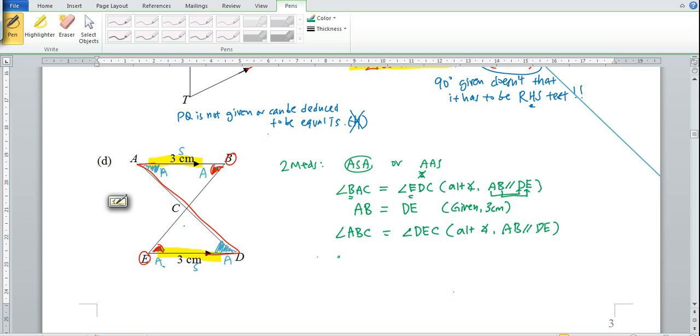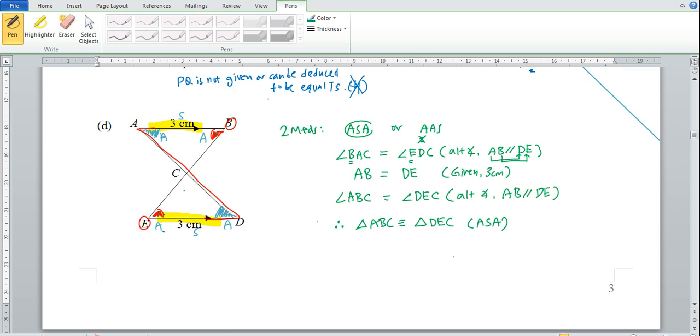Okay, so therefore, the 2 triangles that are congruent are ABC and DEC. So the test that I've used is SAS. Okay, so there you go. This is how we can apply 5 tests to the diagrams to prove that there are congruent triangles.